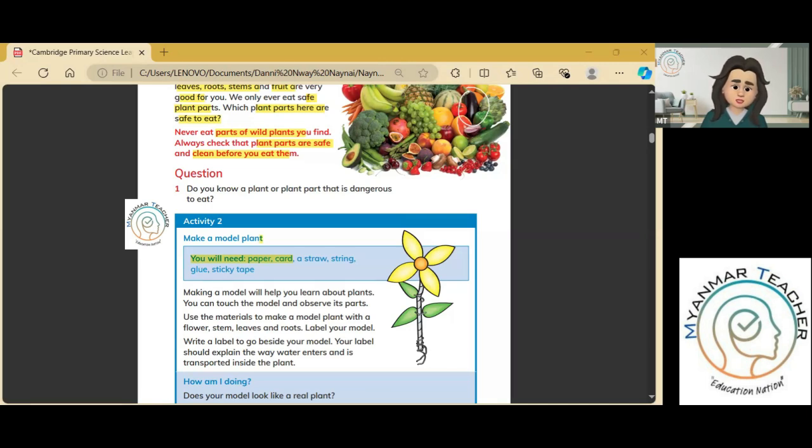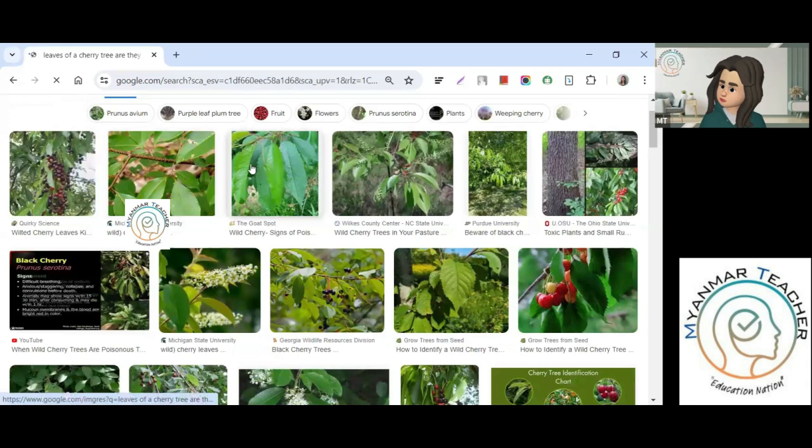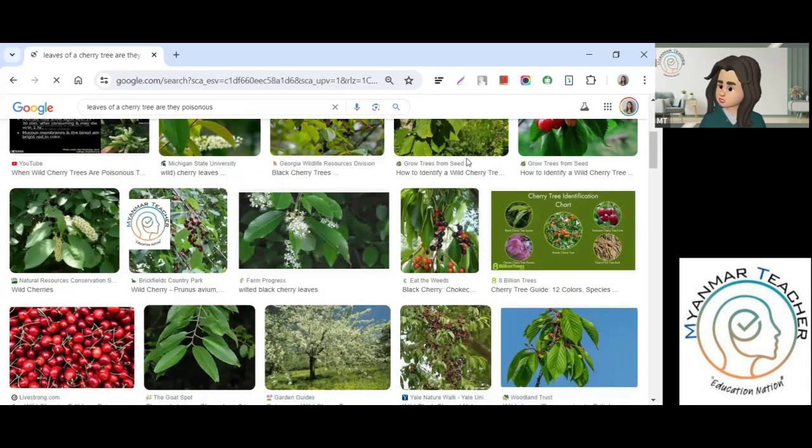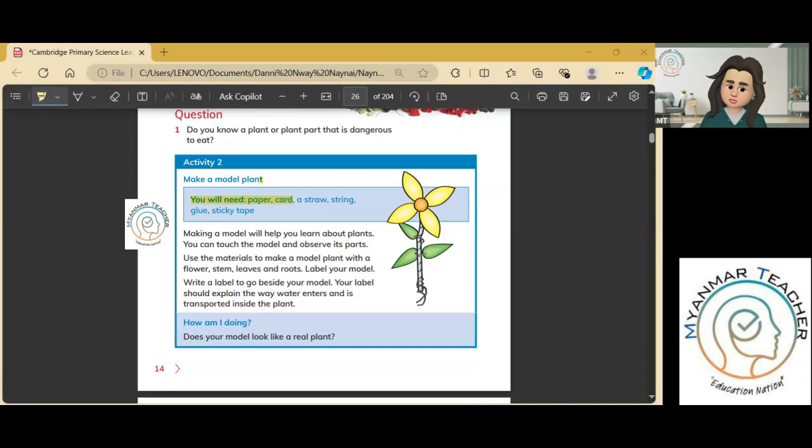Cyanide is highly toxic and can be fatal if eaten. I'm going to show you guys a picture so you can see. So you can see the leaves. They're highly toxic, but you can eat the fruit. Cherries are amazing fruit, but their leaves are toxic.